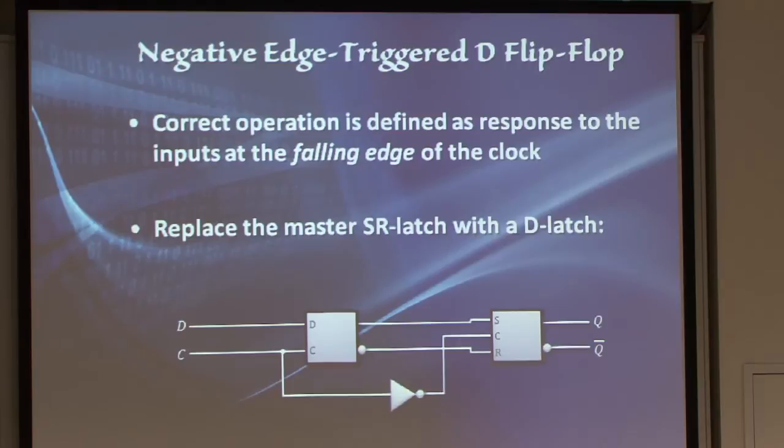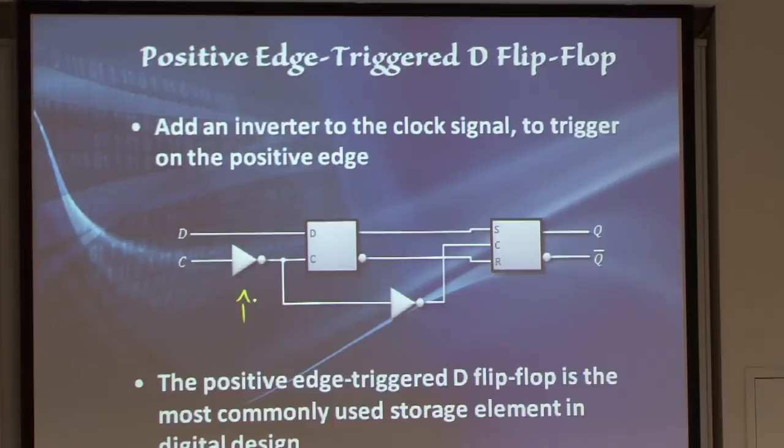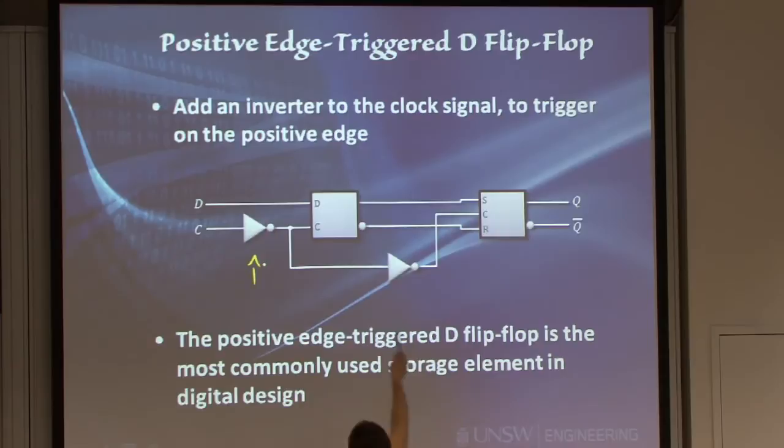Now, in this structure here, the value of Q will be updated on the falling edges of the clock. Similarly, we can have a positive edge-triggered D flip-flop, which will take its values in D every time the clock goes high. And the difference between them, really, is just to add this inverter at the beginning of the clock. And then whenever we have a positive edge of the clock, the D input will be read in, and the Q will follow that on positive edges.